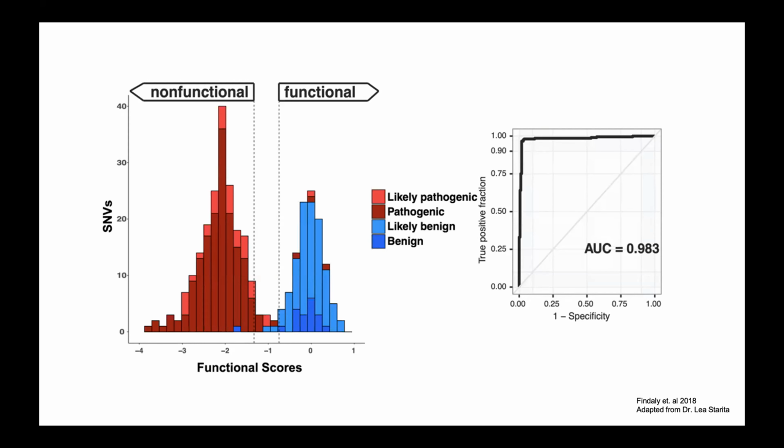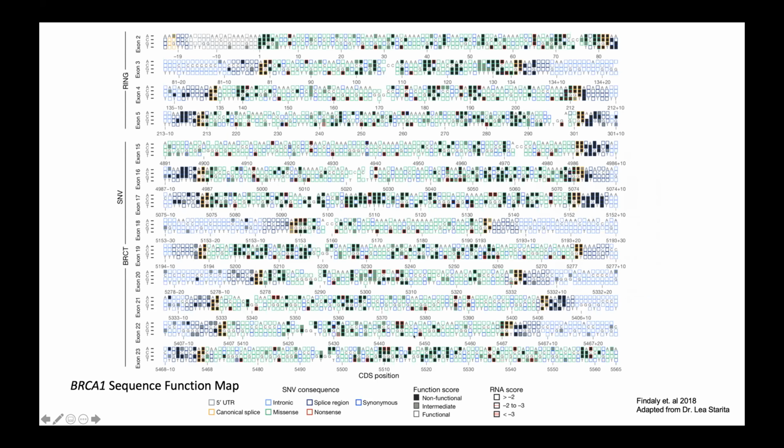And in fact, the AUC for this overall SGE of BRCA1 was 0.983, and the few variants that were misclassified were actually, on second review of the ClinVar data, found to have clinical sequencing data that was not as robust as originally thought. And so the SGE data was highly reproducible, highly precise, and highly accurate for BRCA1. And this is the sequence function map that resulted.